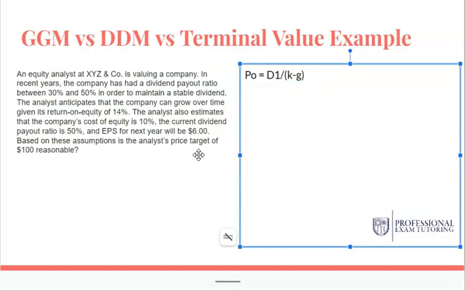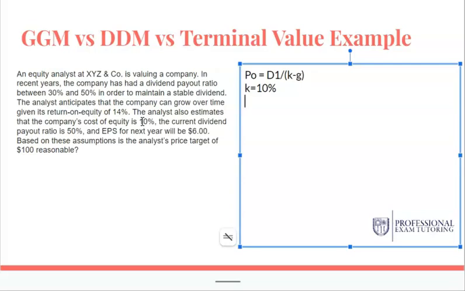So first we're going to start with the formula that we're more familiar with, which is D1 over K minus G. The reason why we know to start with this is because of the inputs they give us. You'll notice here that we're given the cost of equity of 10%, so that's our K. So K is 10%. You'll also notice here that there are little hints being dropped on how to get growth.